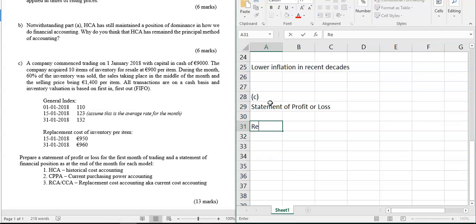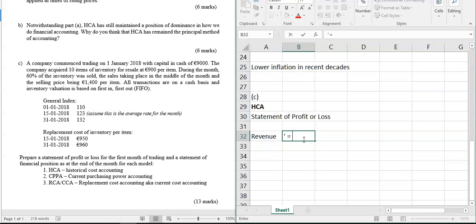So we start with revenue. Now the revenue here, this is historical cost accounting. So we'll label this HCA. We'll start with the basic one, the one that we're used to, and then we'll notice the changes between each one. So the sales, again, that's quite straightforward. It's going to be you sold 6 items at 1,400. You're told you sold 60% of inventory. If you bought 10, you must have sold 6. So that's 8,400.